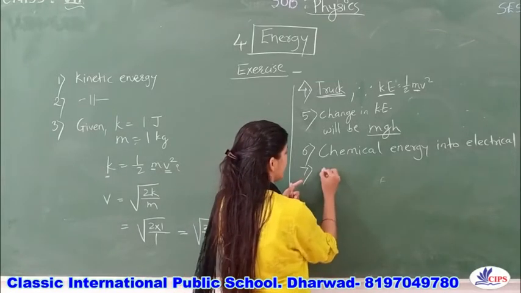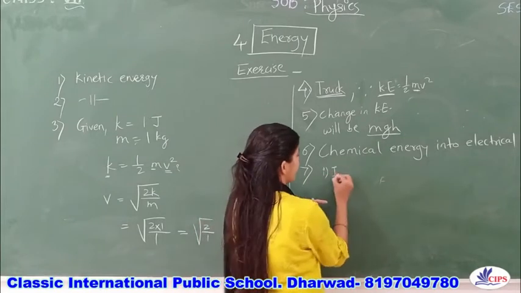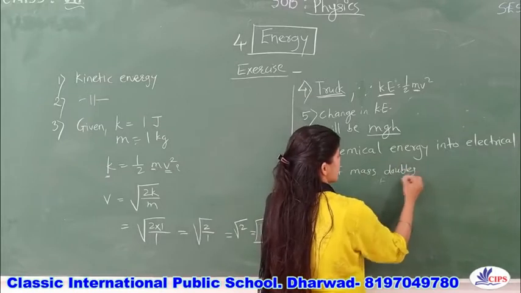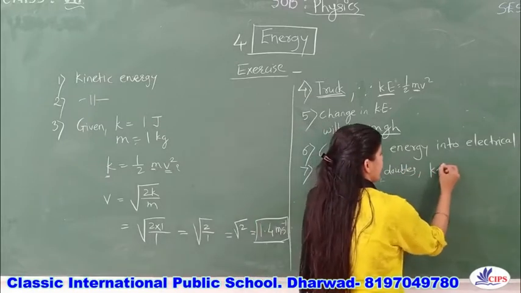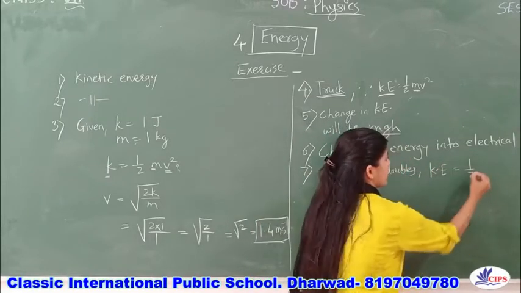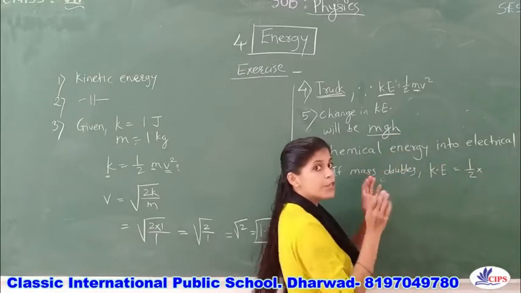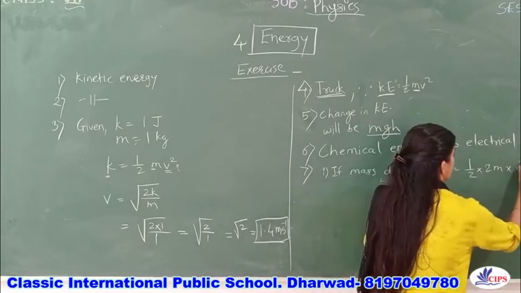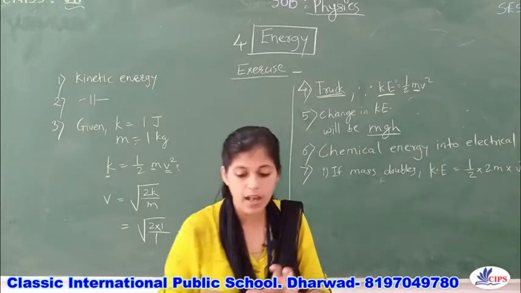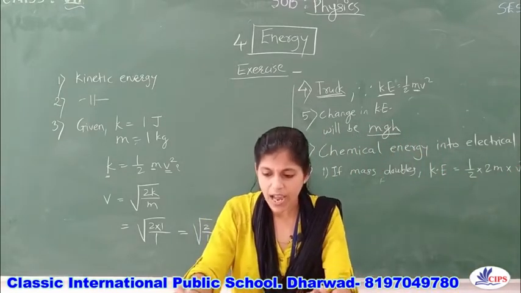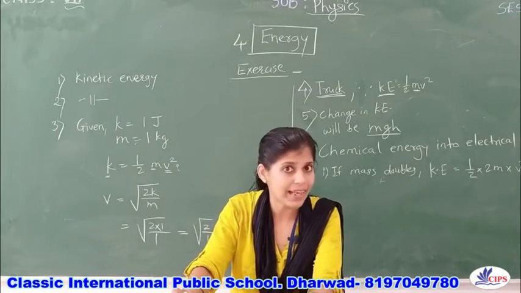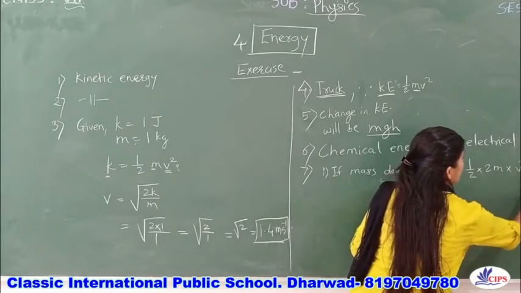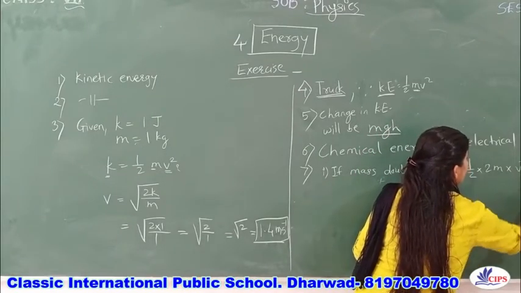While writing the seventh one, first point: if mass doubles, kinetic energy will be half into m doubled, meaning 2m, into v square as it is. As per the formula we have just inserted, what answer will you get, children? The 2 and 2 will get cancelled and the remaining thing will be mv square, right? So only mv square will remain.